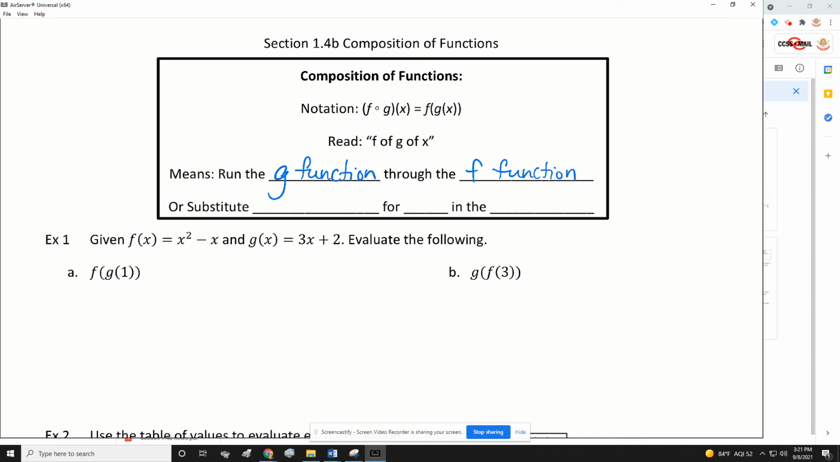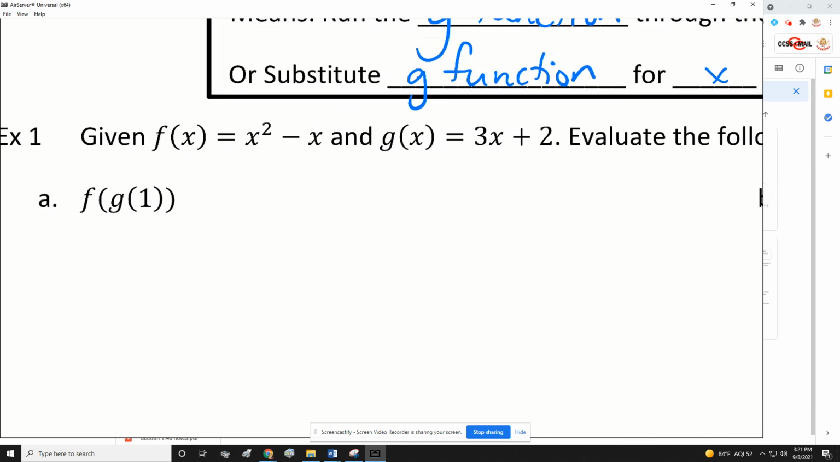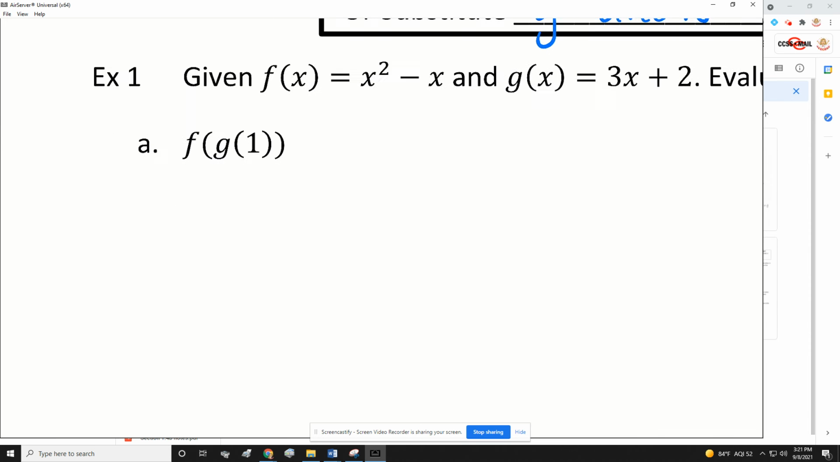Or you can think of it as substituting the g function in for x in the f function. So however you want to think about it, whatever f is doing to x, you have to do that to g. It's a little different. All right, so let's look at this with numbers, and then we'll get to some that are a little bit more complicated with expressions.